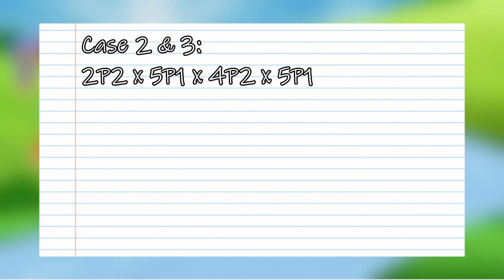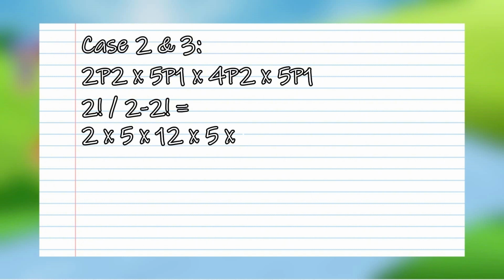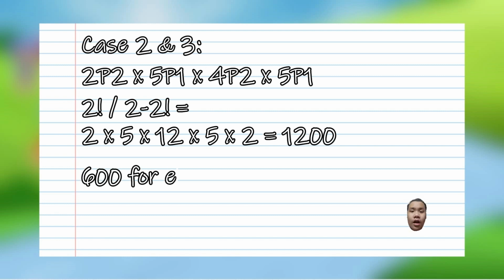There are 2 objects taken 2 at a time. In formula form, it is 2 factorial over 2 minus 2 factorial. And 2 factorial will be cancelled, which leaves us with only 2. Now, let us substitute all the values, and when it is substituted, it will look like 2 times 5 times 12 times 5 times 2, which equals 600, and it is 600 for each case.